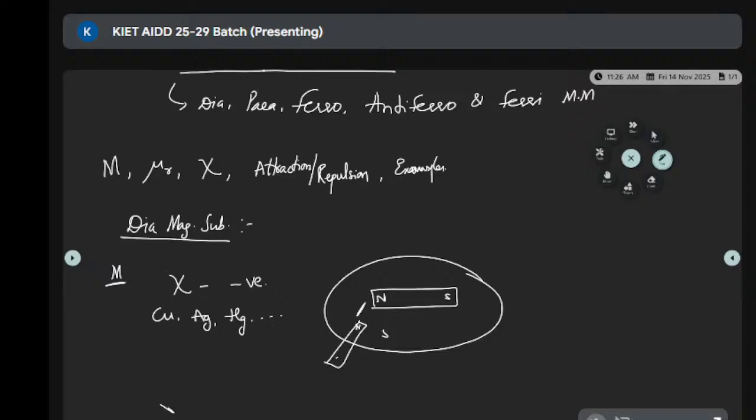One more definition that I missed: magnetization, sorry, as intensity of magnetization. What is intensity of magnetization?